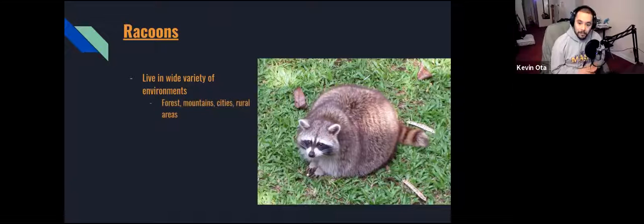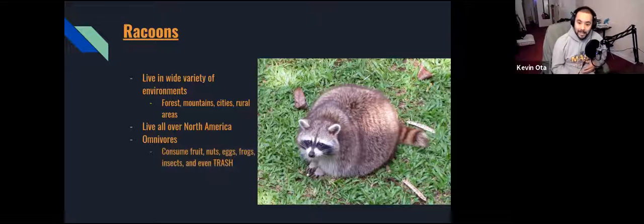And the first is this little fluffy guy, who you guys have probably seen before, a raccoon. Now, raccoons live in a variety of environments, okay? They can be in mountains, forests, even cities, which is where you've probably seen them before. They live all over North America, and they're also omnivores, which means they can eat both plants and animals. These guys are also special because they even go through your trash. So they are able to eat pretty much anything.